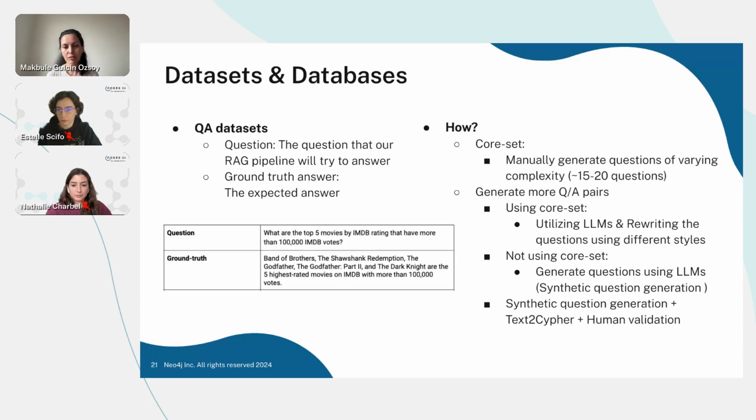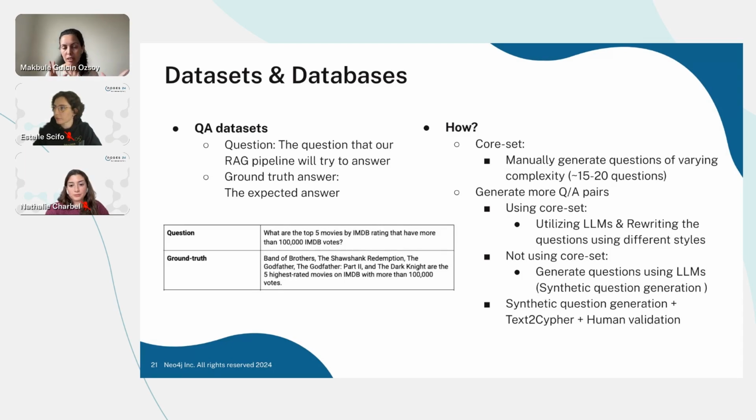Having this core set, we then try to expand it. For this purpose, we have used LLMs. In the first approach, we use this core set and ask the LLM to rewrite these questions. We asked the LLM to rewrite them in a more formal way, rewrite them as if written by a teenager, rewrite them using synonyms, and so on.